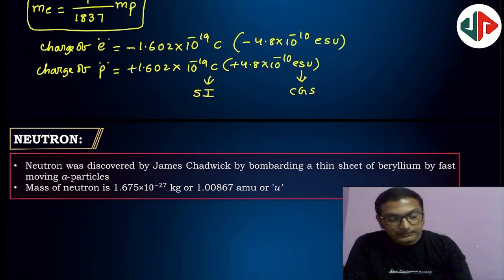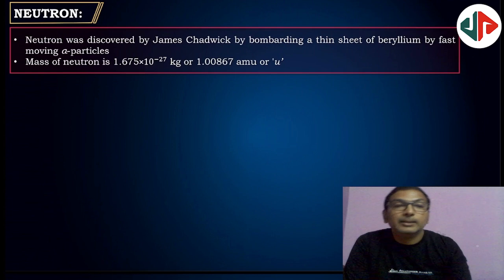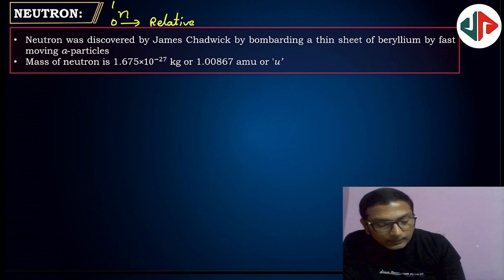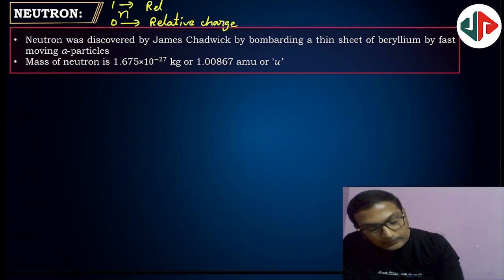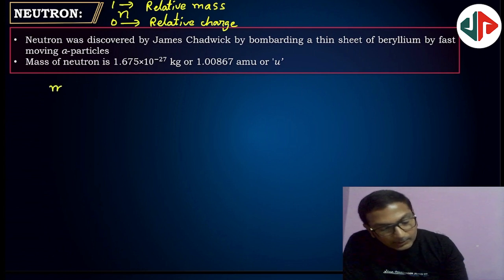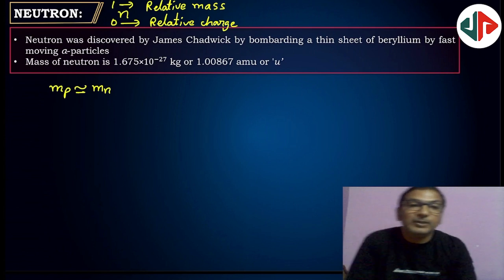Next one, about neutrons. Neutrons are indicated with N, 0, 1. So 0 is relative charge, or you can take it as absolute charge. 1 is relative mass. So clearly we can say mass of proton is approximately equal to mass of neutron. Approximately.